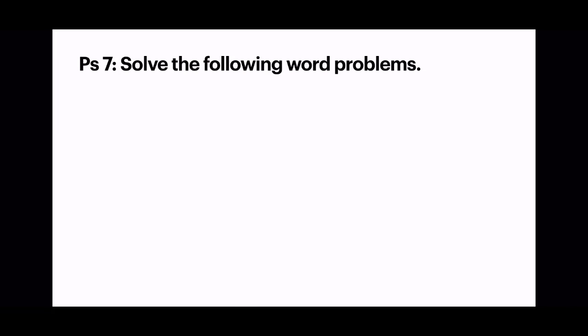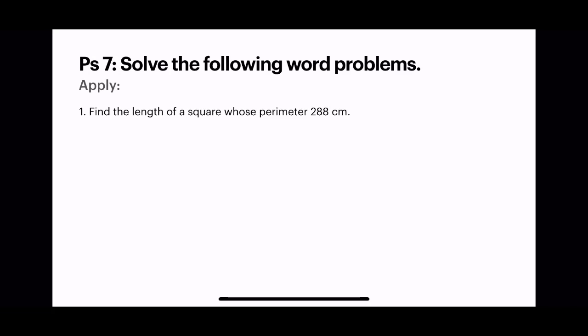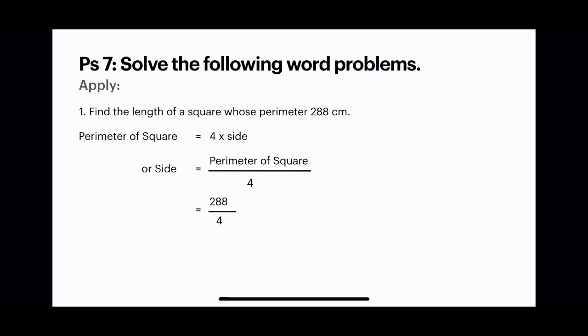Problem set 7. Solve the following word problems. Apply part, let us see the first sum. Find the length of a square whose perimeter is 288 centimeters. Perimeter of a square is equal to 4 into side. So side is equal to perimeter of a square divided by 4, which is equal to 288 divided by 4, which on dividing we get the answer 72 centimeters. So the side of the square is 72 centimeters.